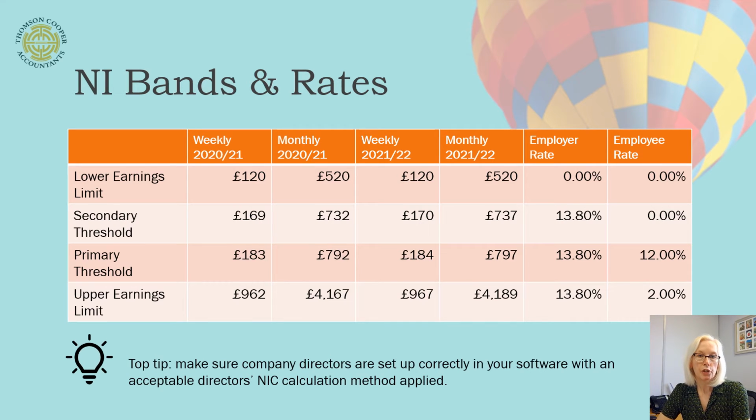Similarly, on national insurance bands and rates, there has been very little change here, just a small amount of tinkering round about the thresholds, but you should make sure that those have been updated correctly within your software. And also make sure that any company directors that are on your payroll have the correct national insurance methods set up for a director. There are two methods that you can use, a cumulative method or a table method. But you do need to make sure you've got directors set up correctly within your payroll software so that the software calculates the correct amount of national insurance specifically for directors.